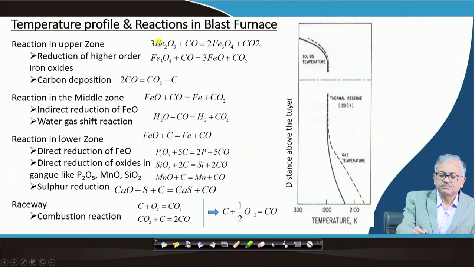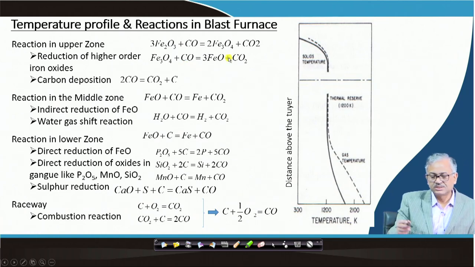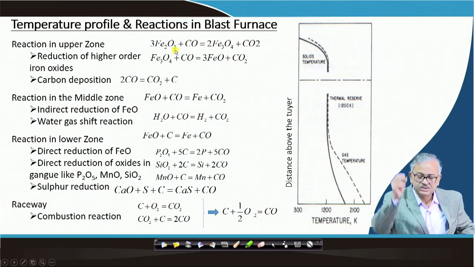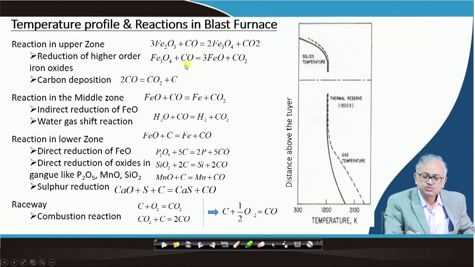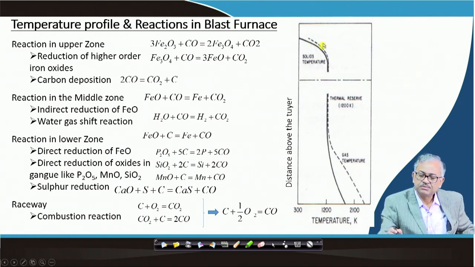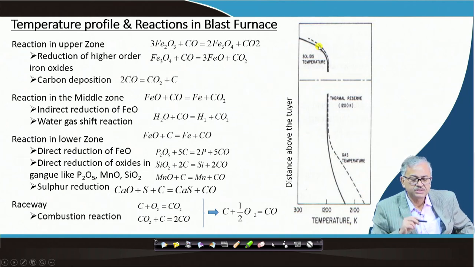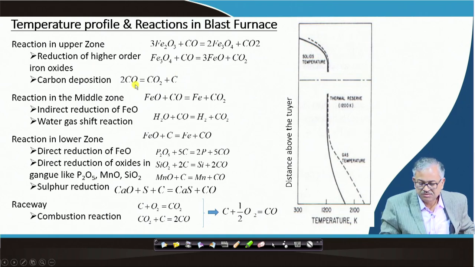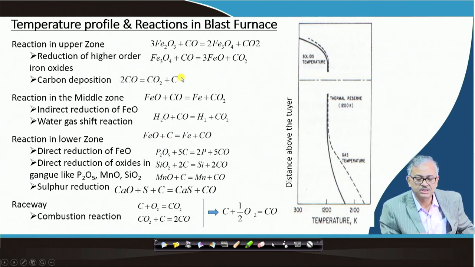So in the upper part, the higher oxides get reduced, because the reduction potential required is lower, as we will see in the thermodynamics later on. And we have seen in the Ellingham diagram, Fe2O3 is at the top, then Fe3O4 and then FeO. So these two oxides get reduced in the upper part, where the reduction potential of the gas is sufficient to reduce them. And then the carbon deposition reaction, the reverse of the carbon gasification reaction, takes place here at lower temperature. So carbon deposition can take place.